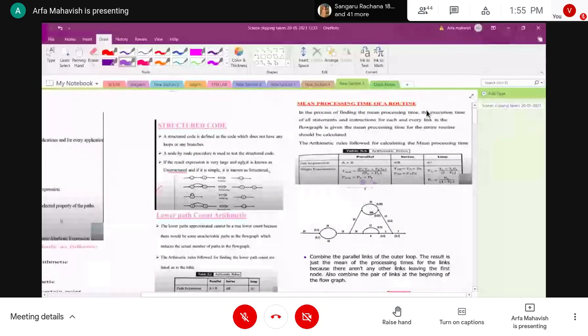Next, for serial, TAB is equal to TA plus TB. For the loop, TA star is equal to TA plus TL times PL divided by 1 minus PL, and PA star is equal to PA divided by 1 minus PL. So these are the rules for calculating the mean processing time. In the mean processing time, we check the execution times of the statements and instructions for each and every link in the flow graph.